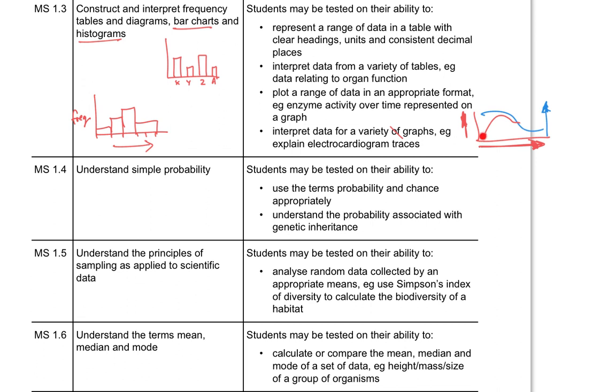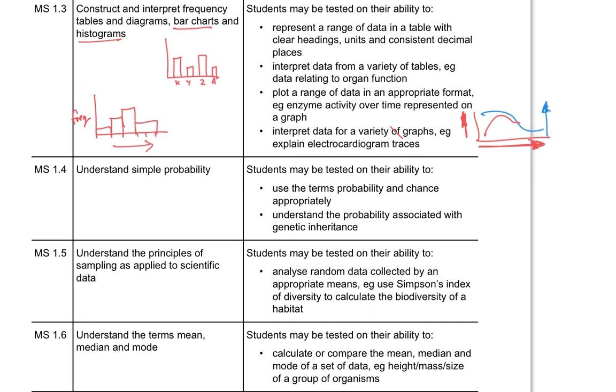Then I just basically have my finger on the graph and I go up with my pen. So as temperature increases, the rate of reaction is increasing. It's at a maximum rate at this point. So I kind of talk it through in my head so that I get it right. But yeah, novel data can be tricky.